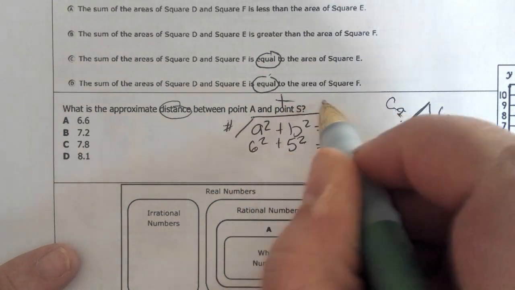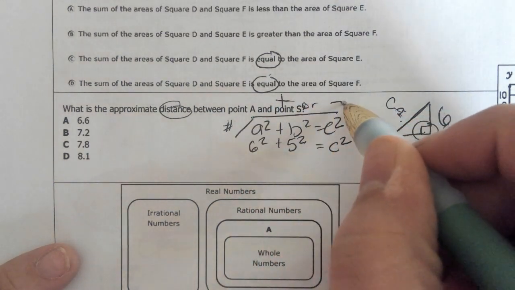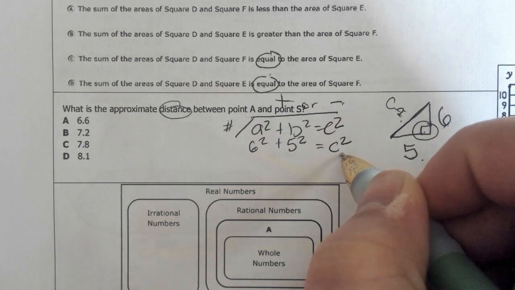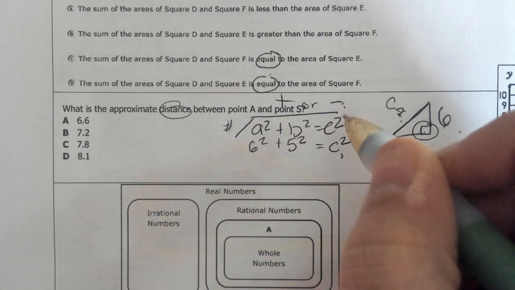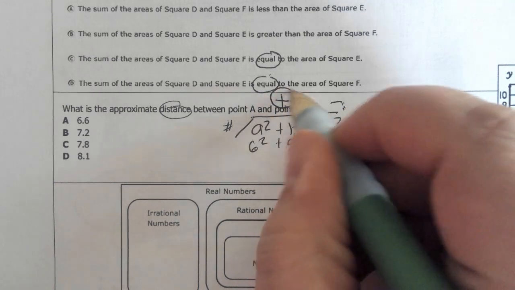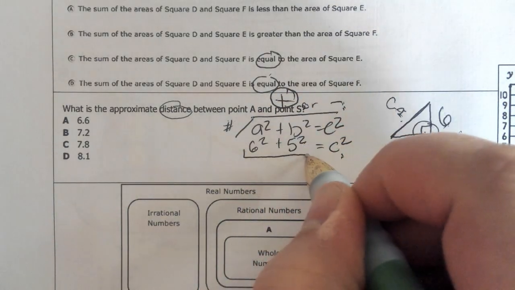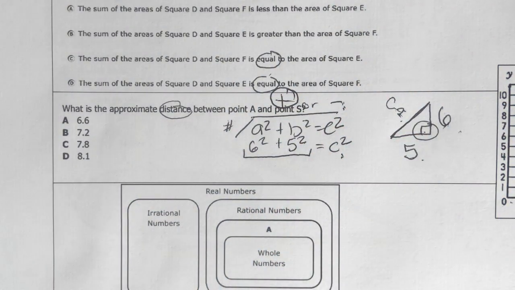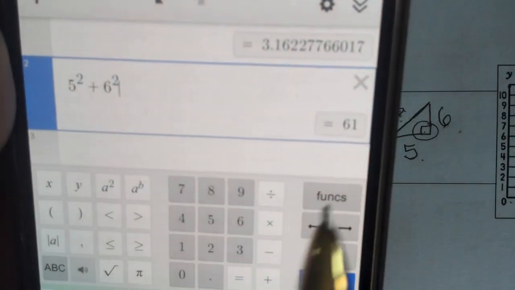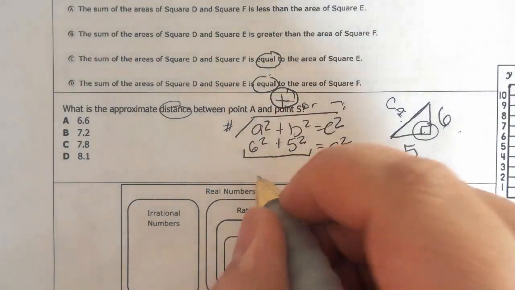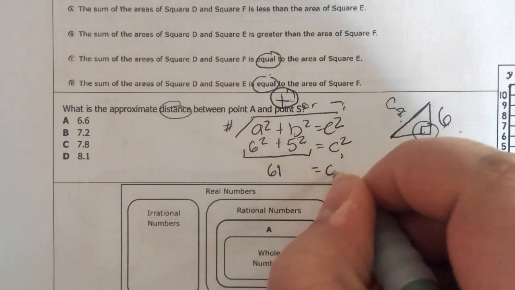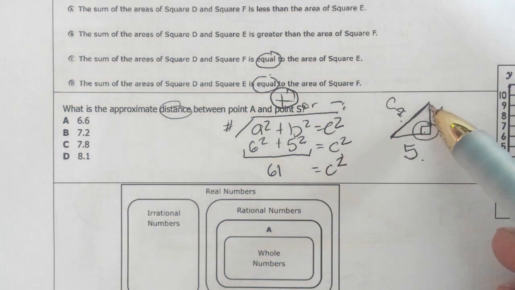After that, you're picking, do you add or do you minus? Remember, you only minus if you know what c is. We don't know what c is, so we cannot minus, which means we're going to add. When you take 6 squared plus 5 squared, you get 25, 36, 61. 5 squared plus 6 squared, so I'm typing this in on Desmos, is 61. 61 equals c squared.